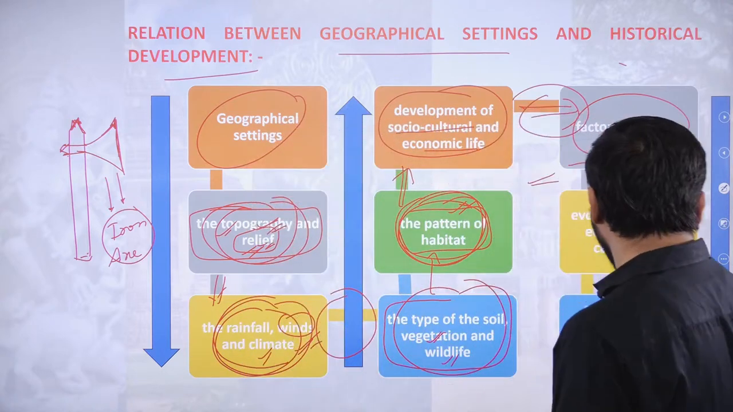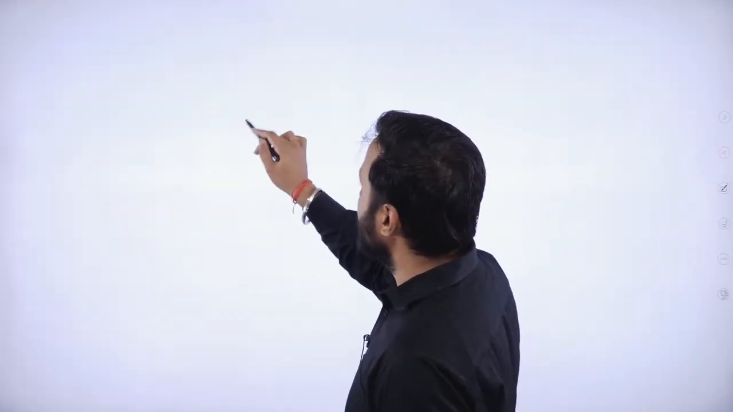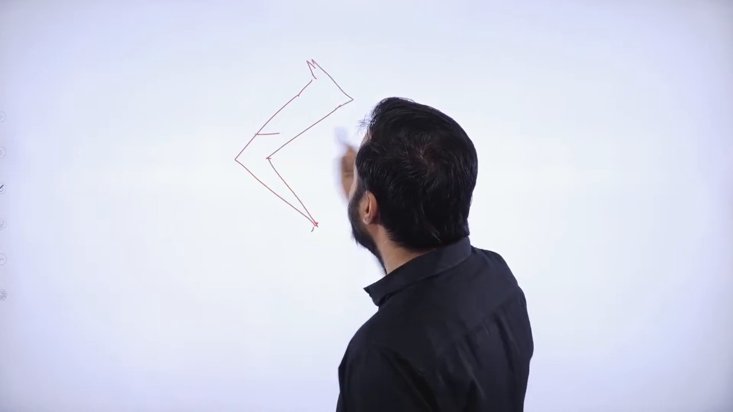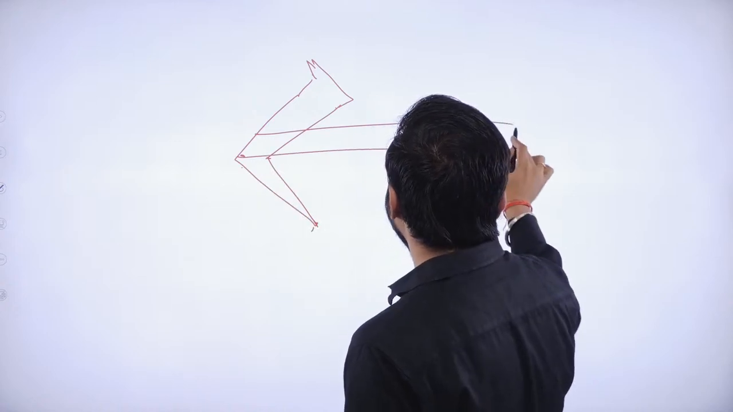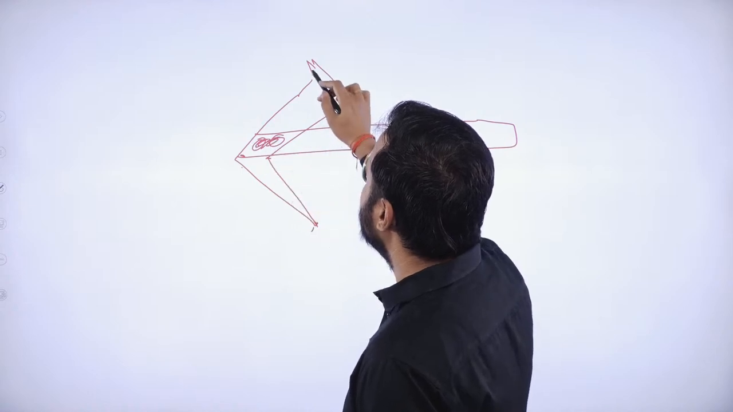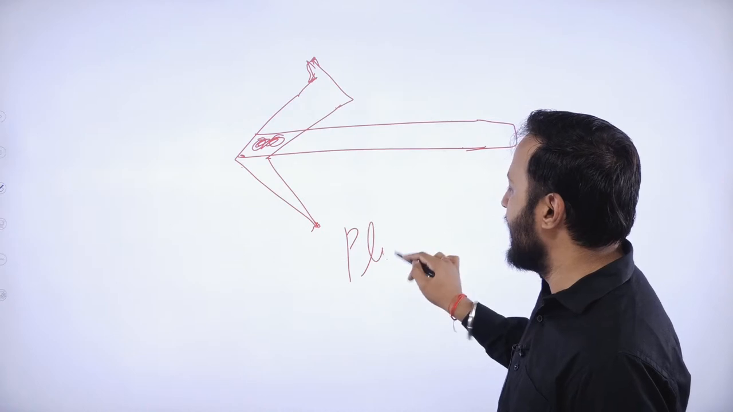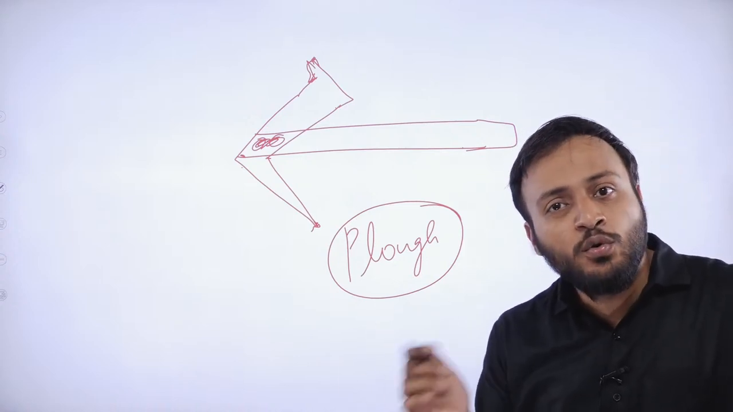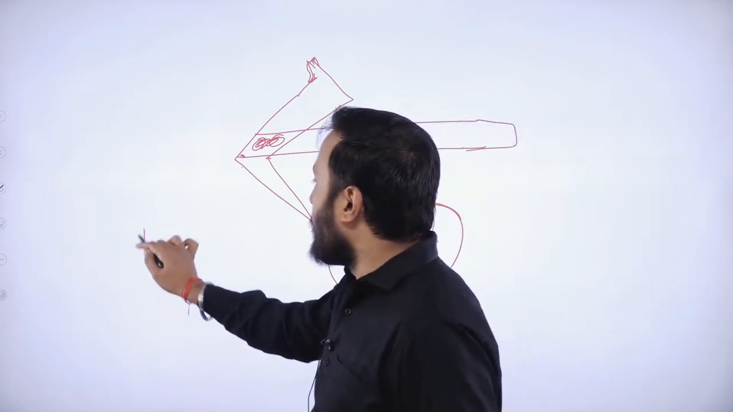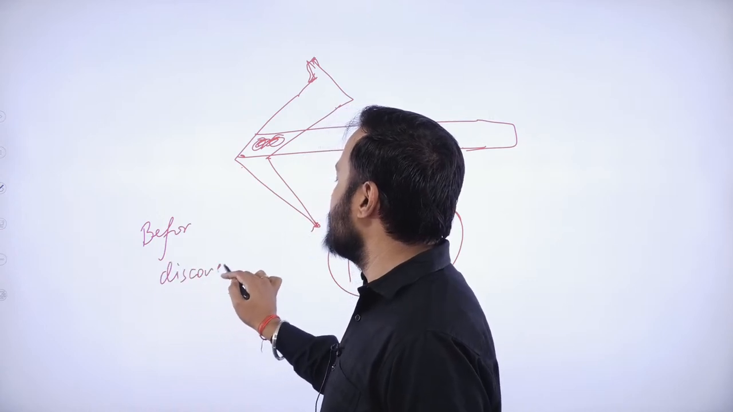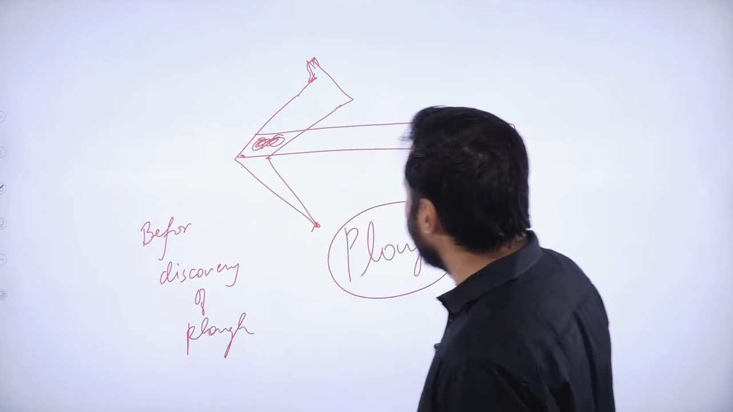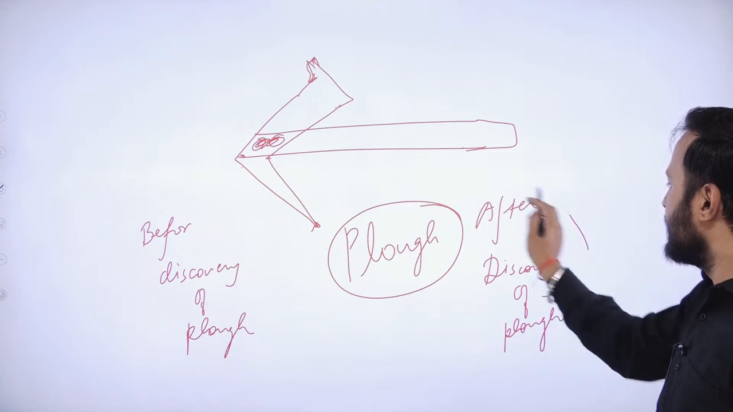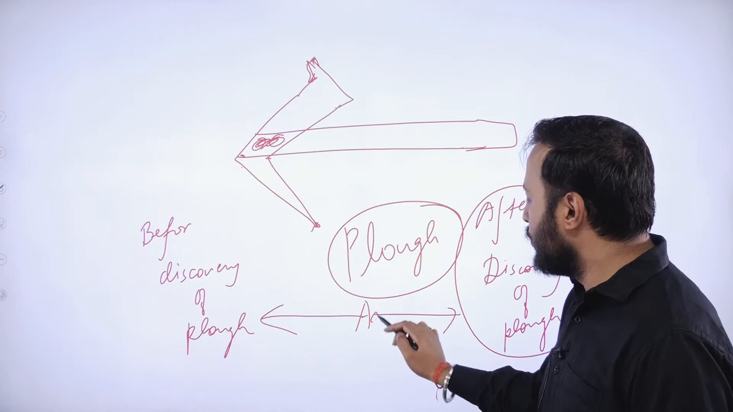Similarly, suppose this is a tool, okay? Got it, everyone? You all might have seen this tool, right? What is this tool called? This tool is called a plow. Can you not say that agriculture can be categorized into two different time periods: one before the discovery of the plow, and the second after the discovery of the plow, isn't it? So we can categorize agriculture into two different aspects.